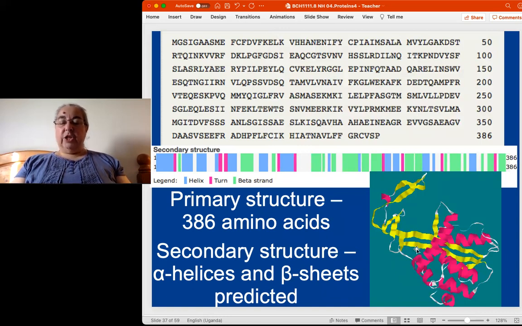Those elements of secondary structure are able to fold up into a tertiary structure, which looks like this. So you can see the alpha helices here have sort of come together to associate and interact with portions of beta sheet. Okay, so the protein is now folded up into its tertiary structure because of the interactions between the parts of secondary structure.